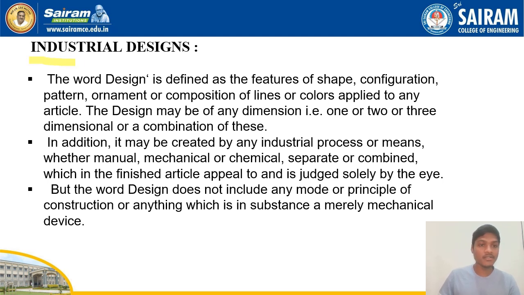So, first we'll discuss what is industrial design. The word design is defined as the features of shape, configuration, pattern, ornament or composition of lines or colors applied to any article. The design may be of any dimension. It may be of one dimension, two, or three dimensional, or a combination of all these.